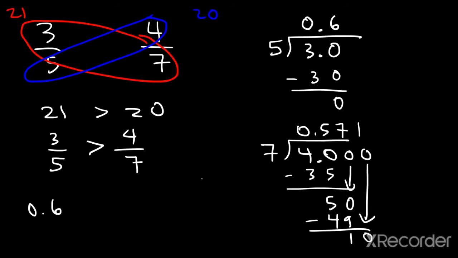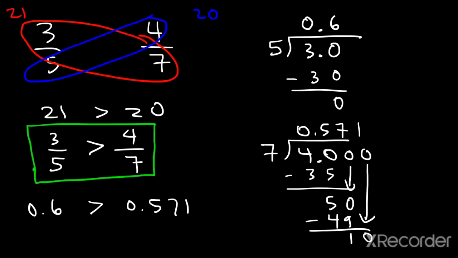So 4 over 7 is 0.571, and 0.6 is greater than 0.571, so therefore we can make the claim that 3 over 5 is larger than 4 over 7. So there's different techniques that you can use in order to compare fractions. Now, what will you do if you need to compare 3 fractions instead of 2?